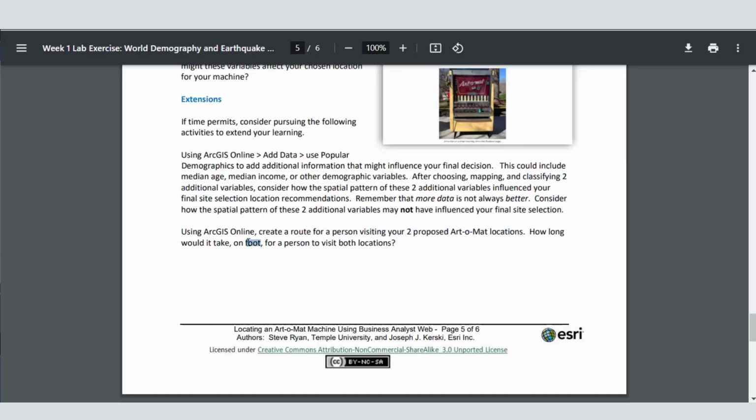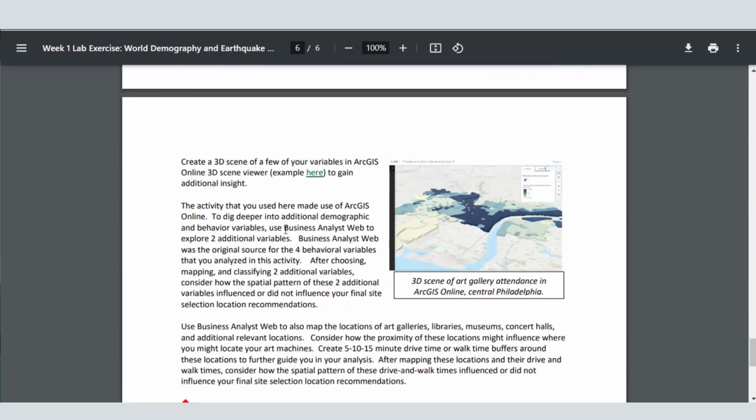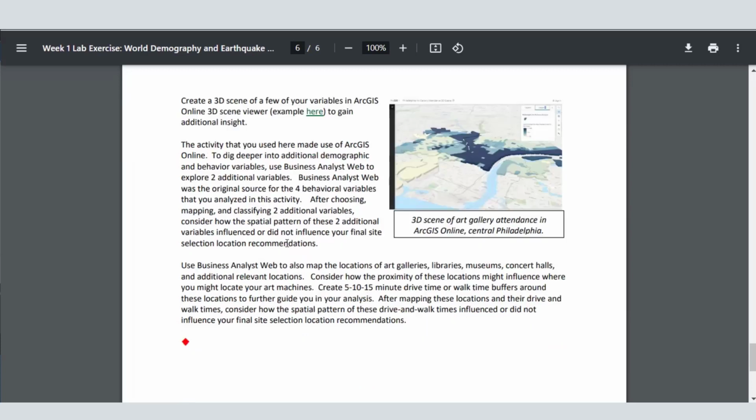Also, the very last thing I have, create a route for a person visiting your 2 proposed sites. Let's say it's your art council, and they would need to visit this. Create a route for them to actually visit these 2 sites. So they're thinking about flows and routing as well, which is another capability inside these tools. Fascinating to be able to do this.